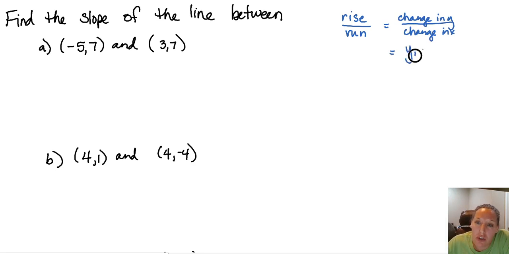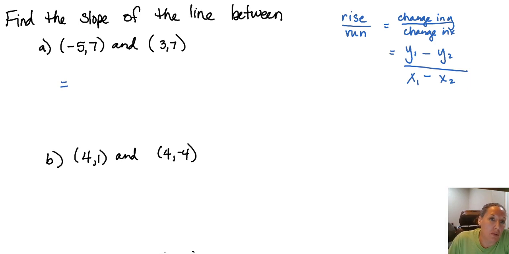We just need to make sure that we do the y value from one of the points over the x value from the same point. And then we'll subtract the y value from the other point on the top and the x value from the other point on the bottom. So for this first one I'm going to list y1, the second one I'm going to list as y2. And so our y values, remember, are the second ones listed. So that's going to be the 7s.